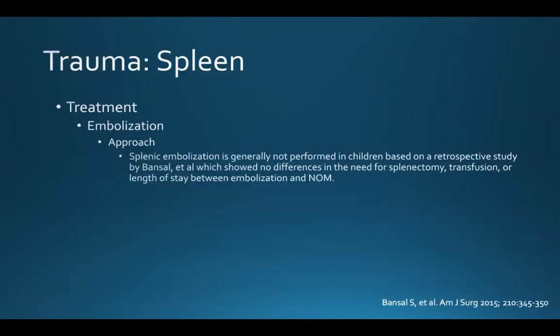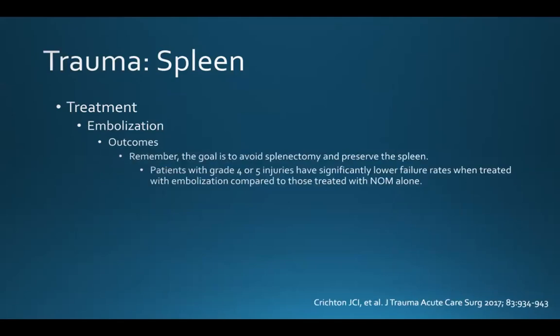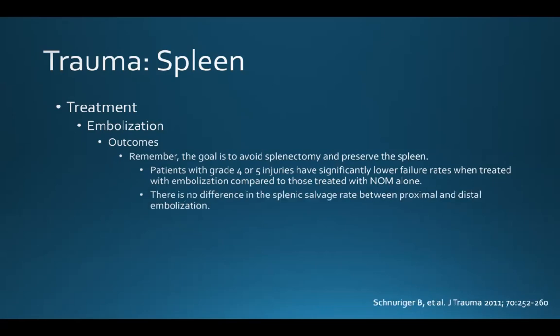One other note is that splenic embolization is generally not performed in children, based on one study which showed no differences in the need for splenectomy, transfusion, or length of stay between embolization and true non-operative management. When looking at the outcomes of splenic embolization, it's important to remember that our goal is to avoid splenectomy and preserve the spleen. And it's known that patients with grade 4 or 5 injuries have significantly lower failure rates when treated with embolization compared to those treated with non-operative management alone. In addition, there's been no difference shown in the splenic salvage rate between proximal and distal embolization.